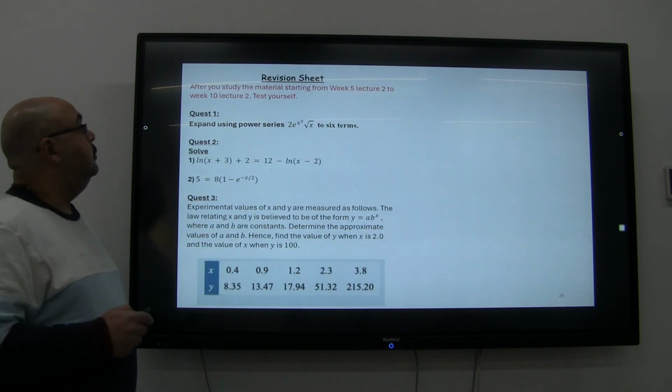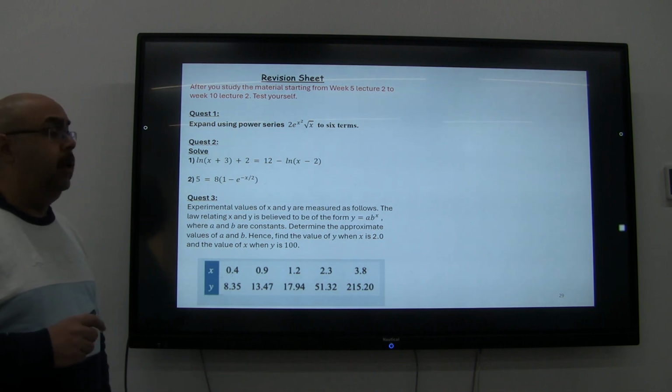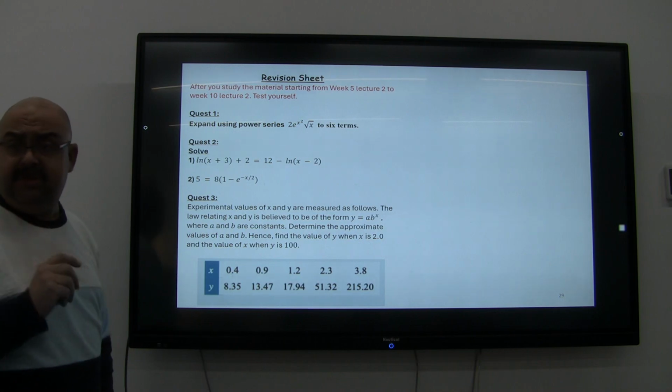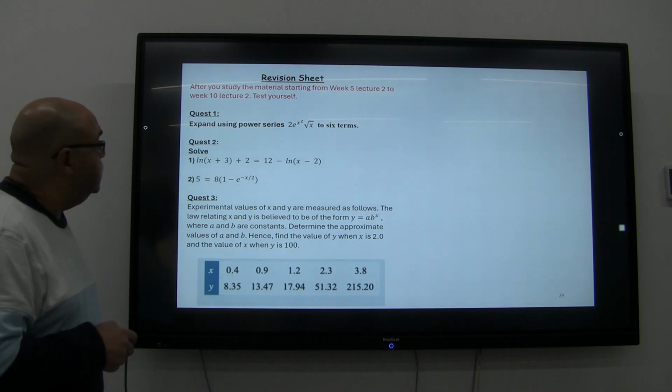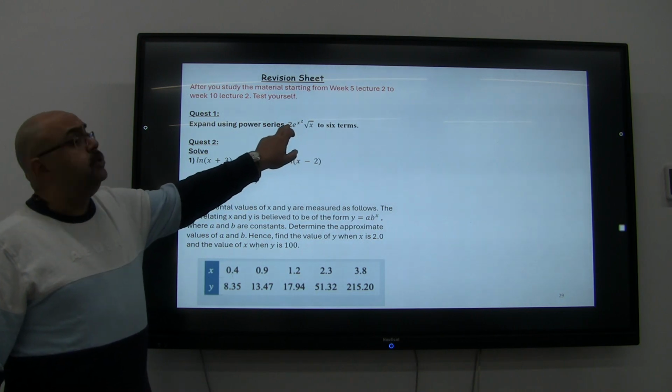Okay, here the first is question number 1: expand using power series. This actually exists in chapter 6. How to expand this function? We'll have to expand first e to the power of x squared, which is very, very simple.